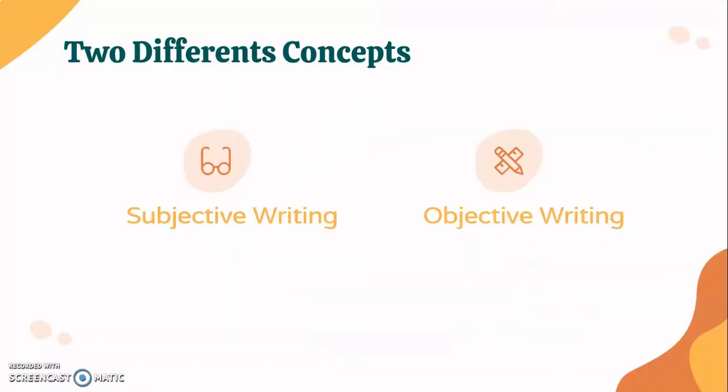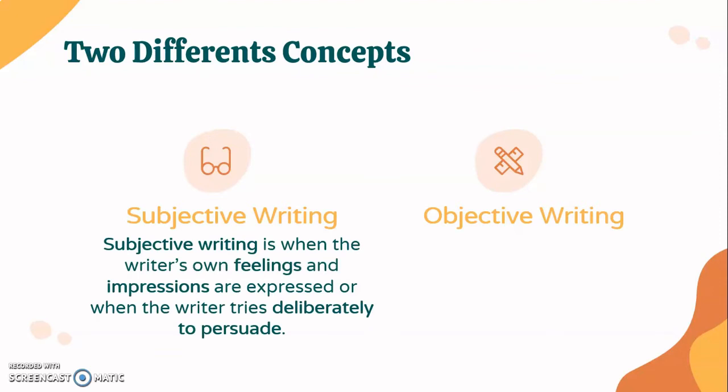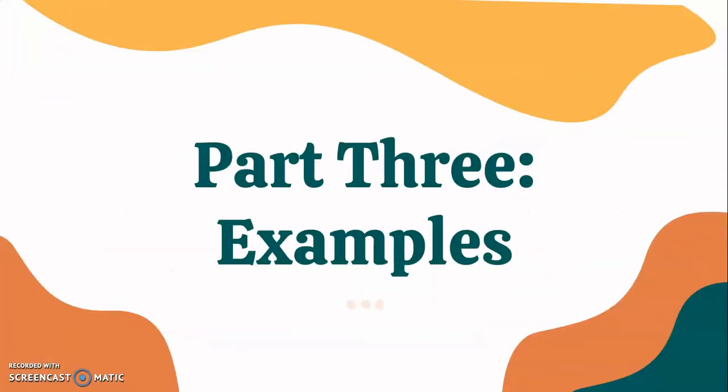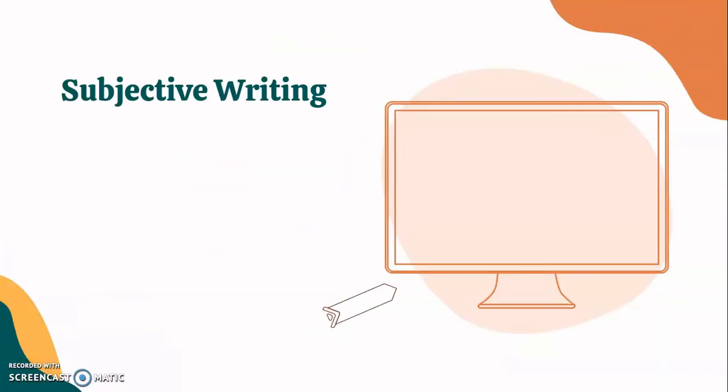Let's start with the definition. These two concepts are very different. When you say subjective writing, it refers to when the writer's own feelings and impressions are expressed, or when the writer deliberately tries to persuade or entertain the readers. Objective writing, vice versa, is when the writer reports facts without any kind of personal feelings or preference. So let's see some examples under this part.